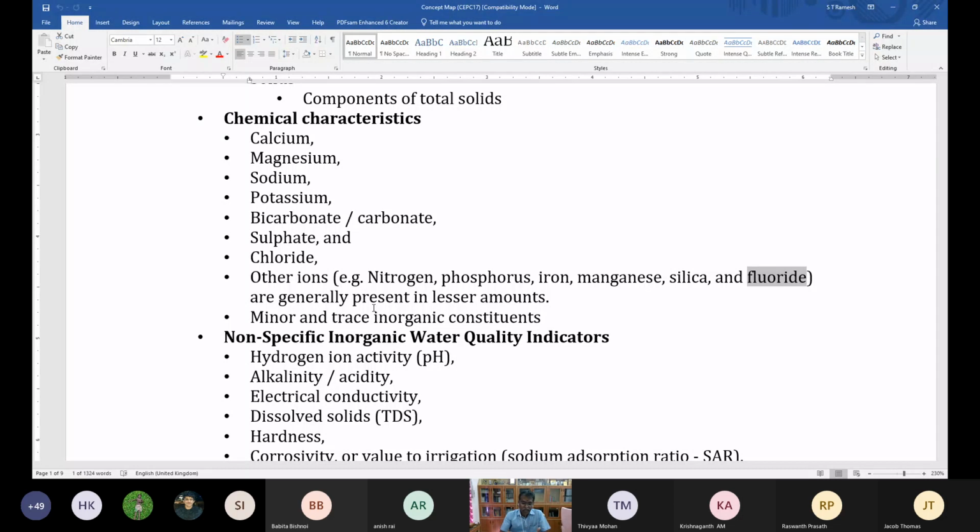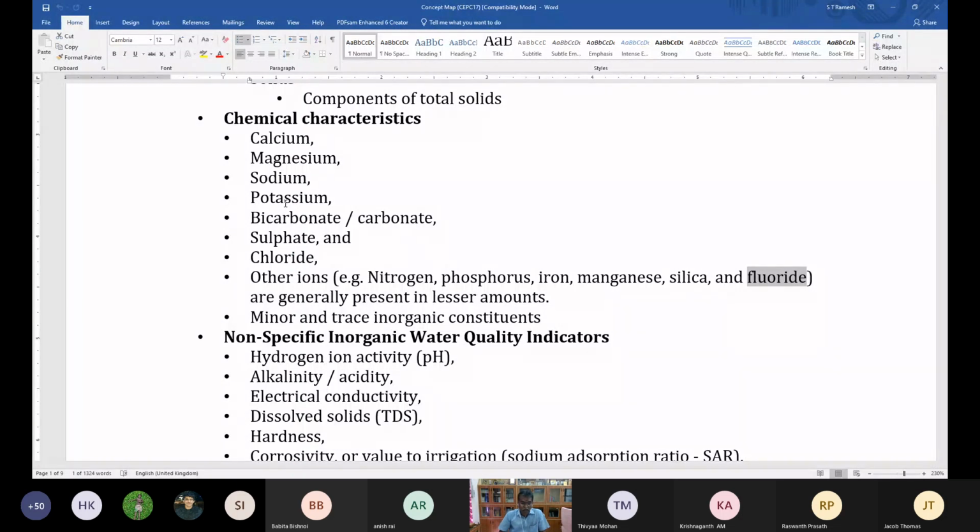Some areas, the underground rock system or soil systems may also have iron and fluoride related rocks. So thereby there could be a possibility of iron contamination and fluoride contamination in the water systems as well. That we'll be discussing in detail. And minor trace organic and inorganic constituents. Okay, so whatever we discuss in this class is mainly very lighter fractions of chemical characteristics.